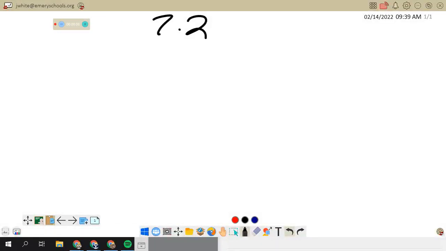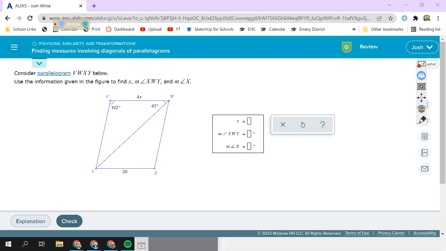Today we are working on 7.2. It deals with parallelograms. What is the definition of a parallelogram? A quadrilateral with two sets of parallel lines.